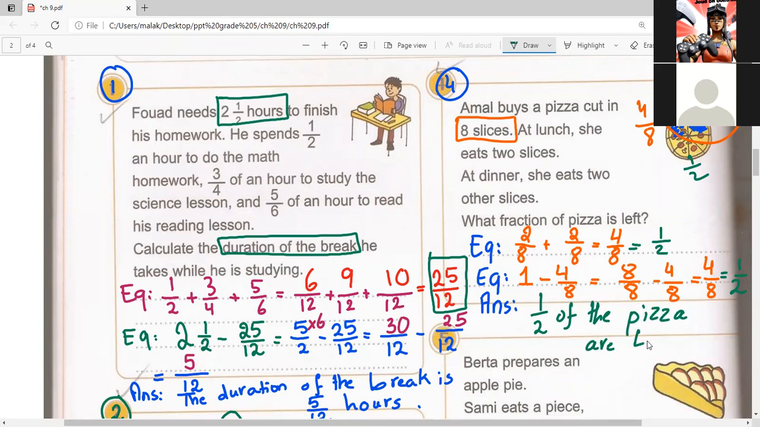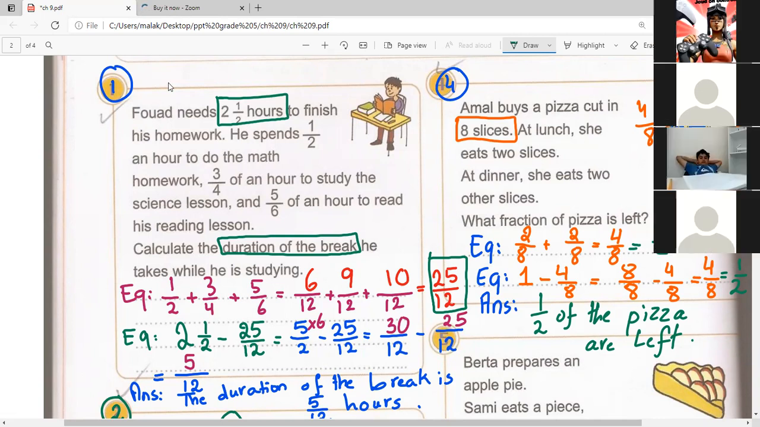So you have to write it as 2 equations. In the first equation, you write the number of pieces eaten by Amal. And in the second one, you write the number of pieces that are left. Okay? Okay.